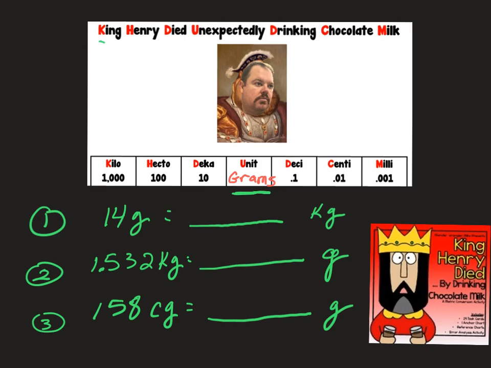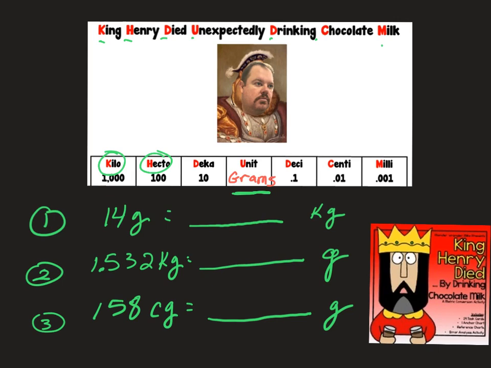So if you remember, King Henry died and usually drinking chocolate milk. The letters that start those words all correlate with the prefix for metric units of weight. So it would be kilogram, hectogram, decagram, the base unit grams, decigram, centigram, milligram. So what we do is we find the unit that we're in.